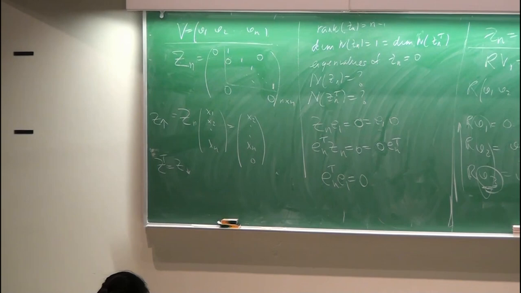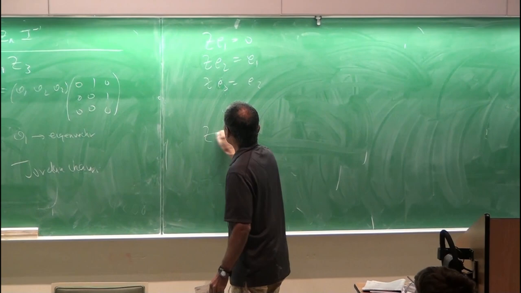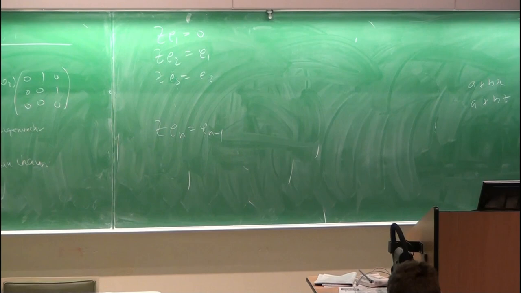because it's the shift up matrix. Z times E2 is E1, Z times E3 is equal to E2, dot, dot, dot. Z times EN is EN minus 1. So this is the Jordan chain for Z, because it shifts up. It's trivial to write it down.